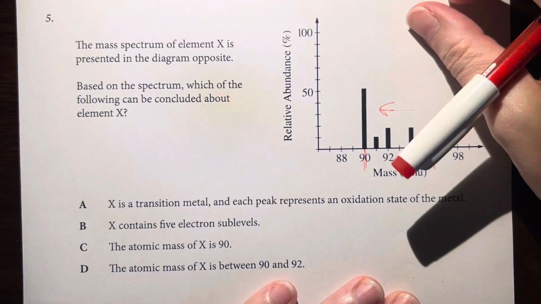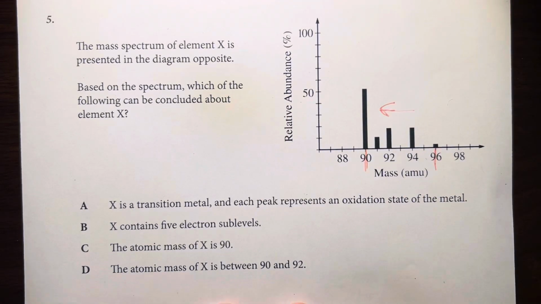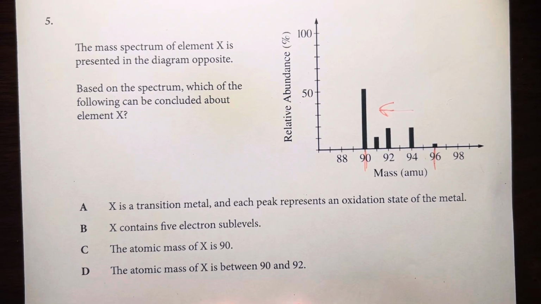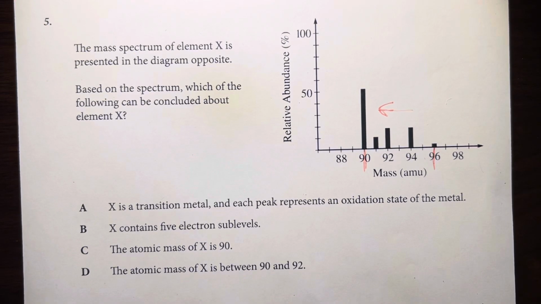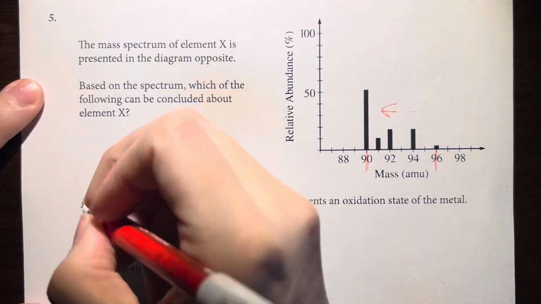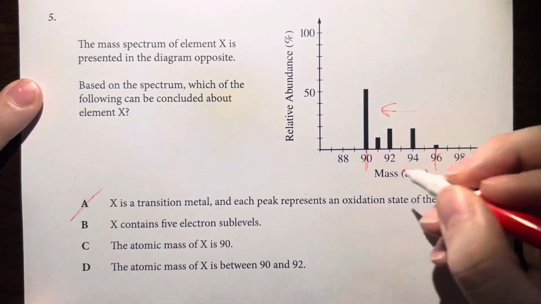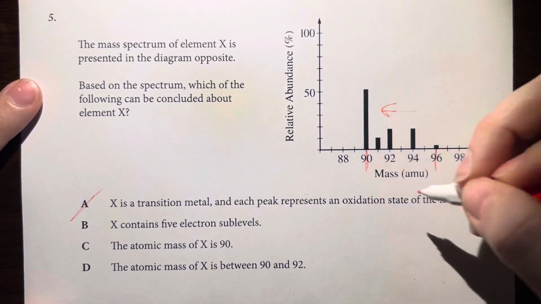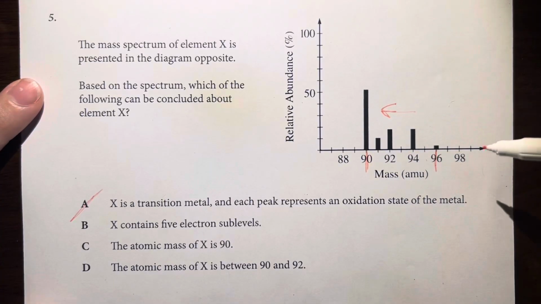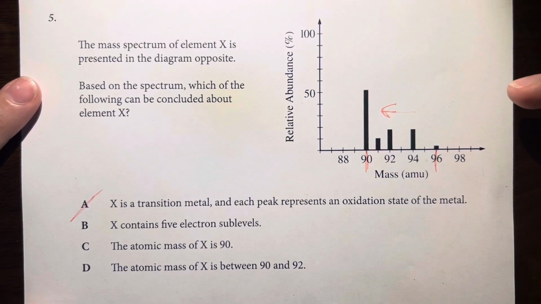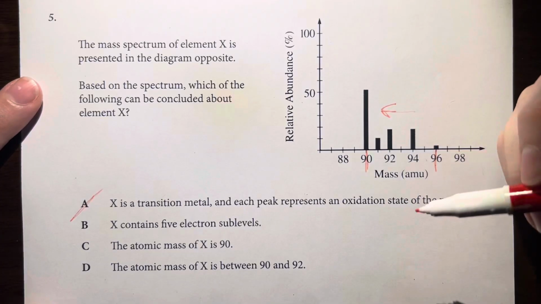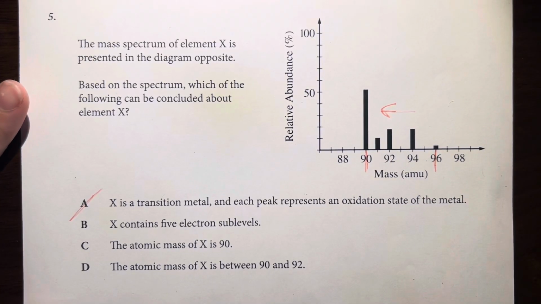Let's go ahead and look. So answer choice A says that X is a transition metal, and each peak represents an oxidation state for the metal. That is incredibly incorrect. So that one's going to be tossed out immediately. Again, mass spectra is just finding out the relative abundance of the different types of isotopes that are represented within a sample. My oxidative states are not going to come into play with this at all.